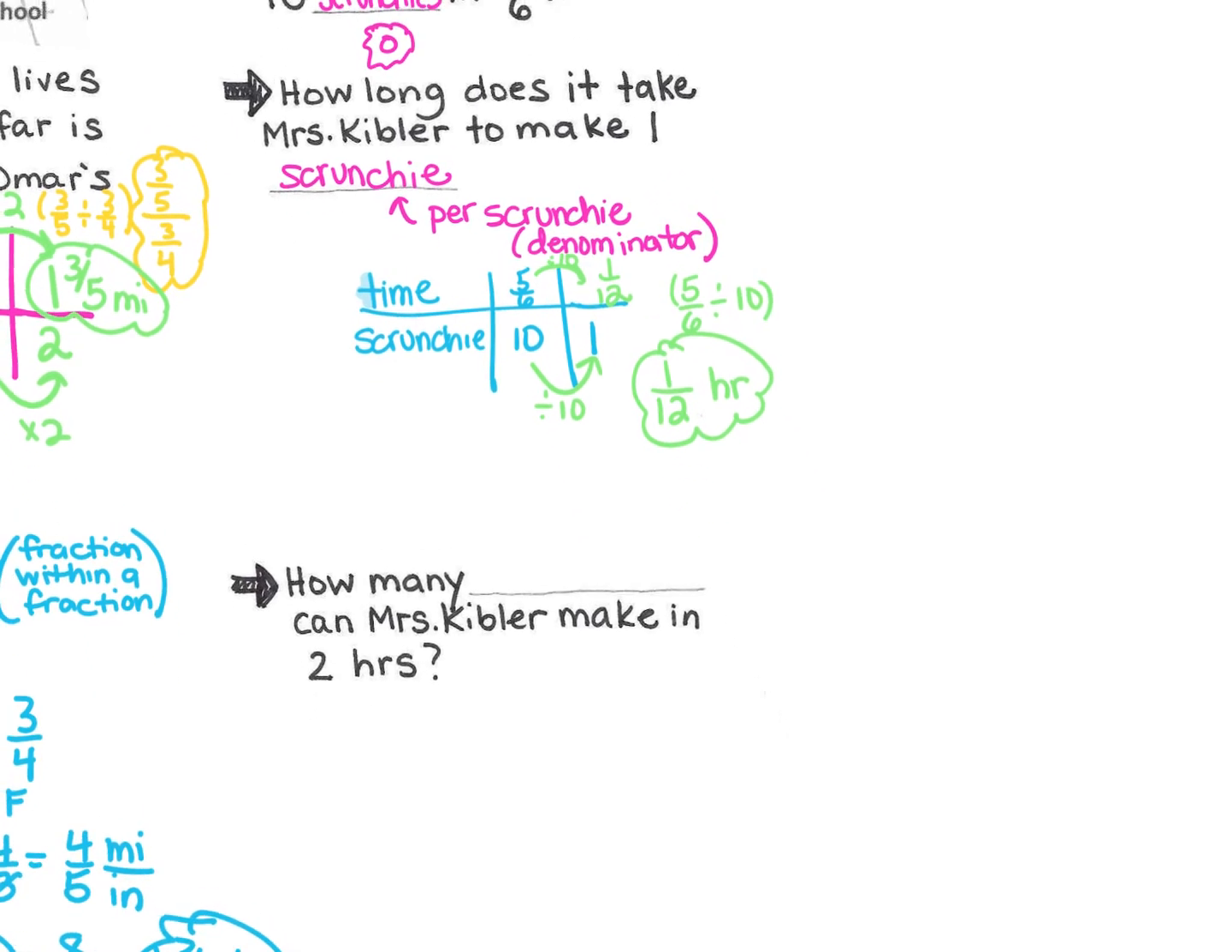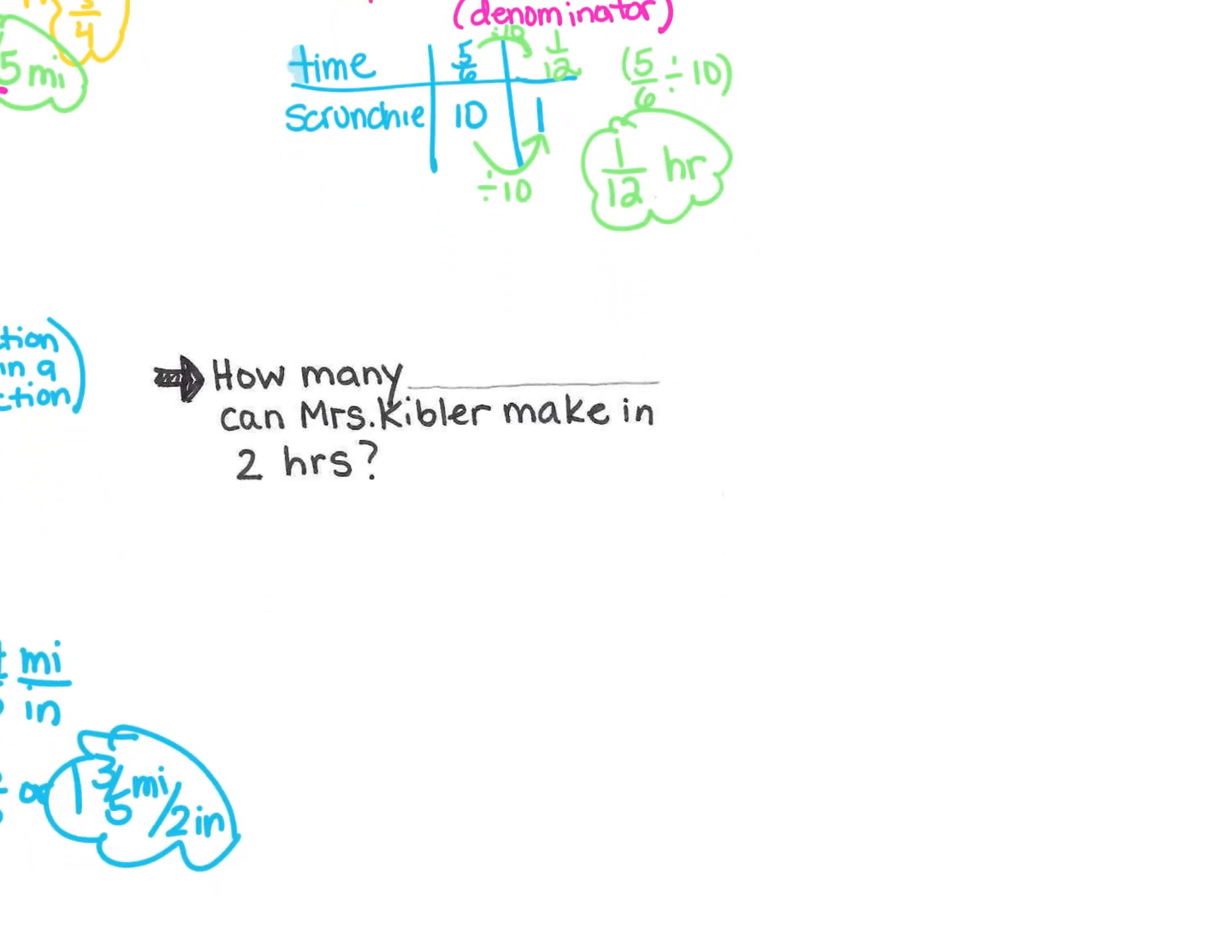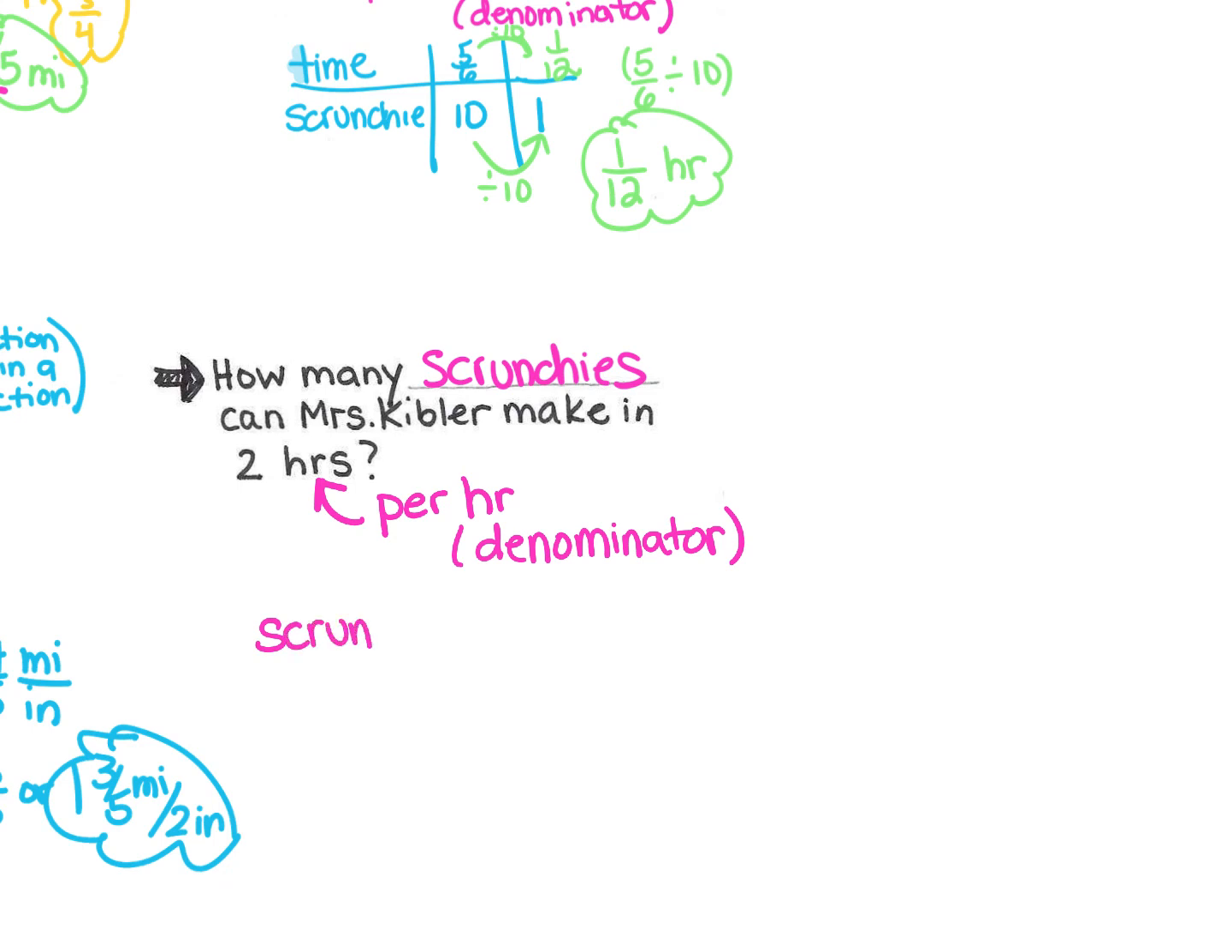Now here's the other side of this. What if the question was how many scrunchies can Mrs. Kibler make in 2 hours? This time we are comparing it per hour, or per 2 hours in this case. So when you think about per hour, this time the time is going to go in the denominator. So when we set up our table, we can set up scrunchies per hour, or time.